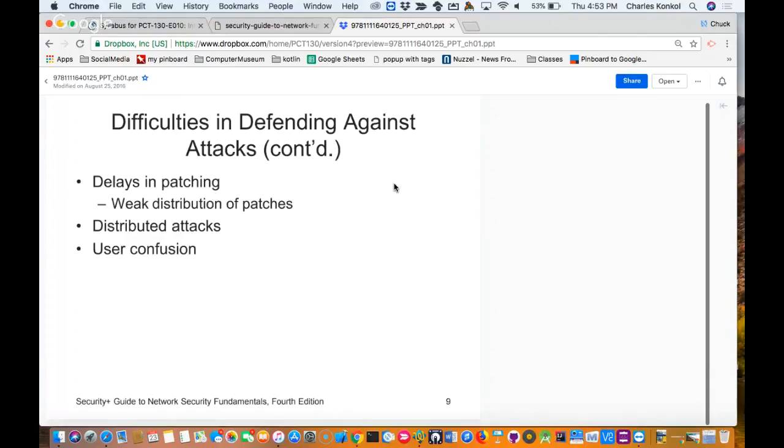Distributed attacks, user confusion, that's a big one. Do I click on this? Do I not click on that? Do I open this? Do I not open that? People are confused. Even IT people I talk to are confused.